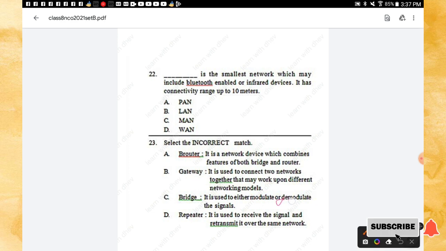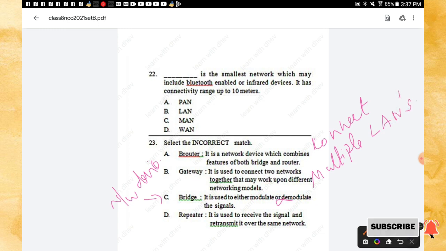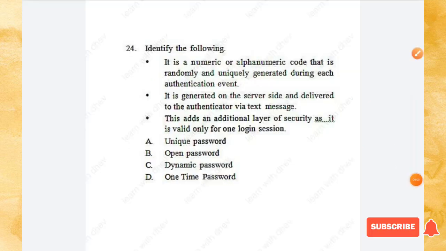It's option C, bridge, because bridge is a network device which is used to connect multiple local area networks. That is multiple LANs, right? And one more thing is, which is used to either modulate or demodulate the signals. The device which is used to modulate or demodulate is nothing but a modem, right? So anyhow, option C is an incorrect match here.